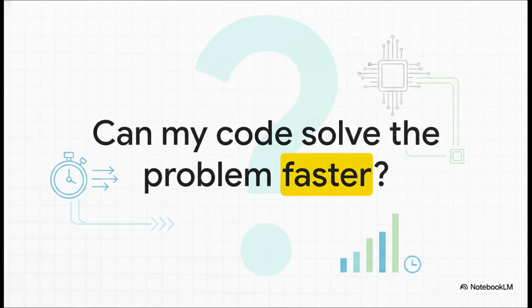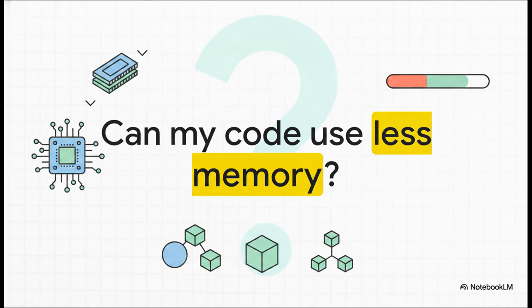A pro doesn't just run their code, see the right output, and call it a day. No way. They immediately ask a critical follow-up question. Okay, sure it works, but can it solve the problem faster? Speed is the very first metric of a well-designed program because, in the real world, milliseconds absolutely matter. But it doesn't stop at speed. They're also asking, can this code run using fewer resources?